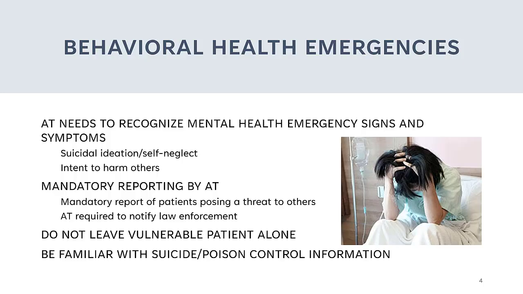When dealing with a patient who has expressed or indicated an intent or a plan to harm themselves or others, or an attempted suicide, the athletic trainer should not attempt to determine the seriousness of the thought, gesture, or attempt. Do not leave the vulnerable patient alone. Be familiar with suicide or poison control information and contact them immediately.